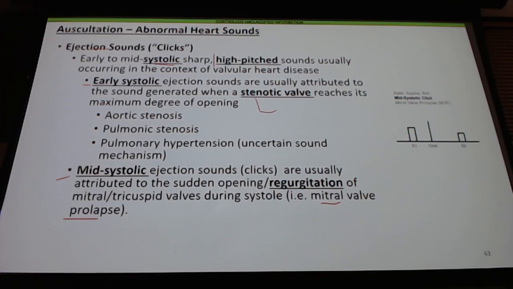Am I going to give you an audio file to hear and tell me this? No. I'm going to describe it using words. You hear a mid-systolic ejection murmur. You hear an early systolic. So just know which of those correlate to what.